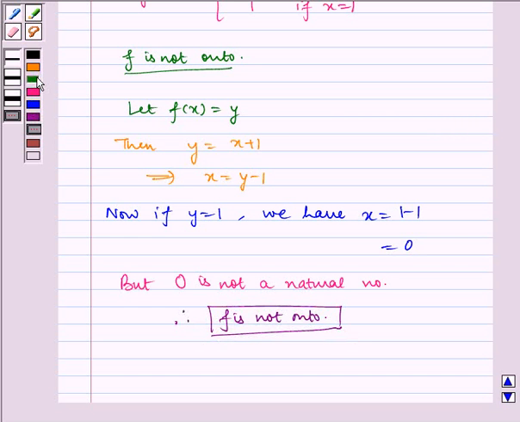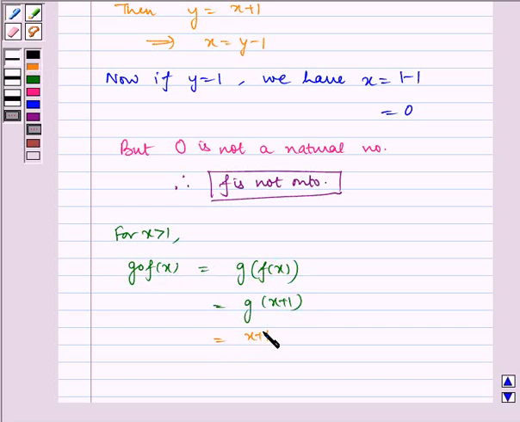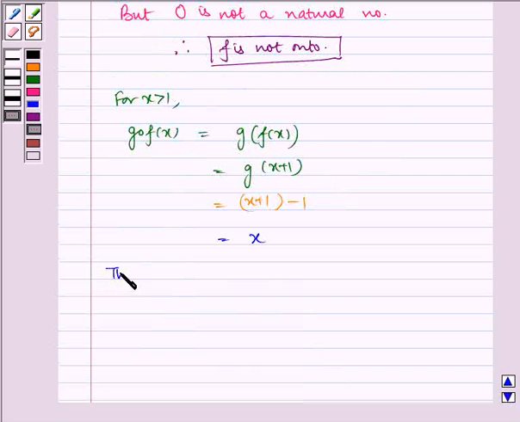Now, let us consider g of f of x. For x greater than 1, g of f of x is equal to g of x plus 1, which is equal to x plus 1 minus 1, which is equal to x. Thus, g of f of x is equal to x. Therefore, g of f is an identity function.